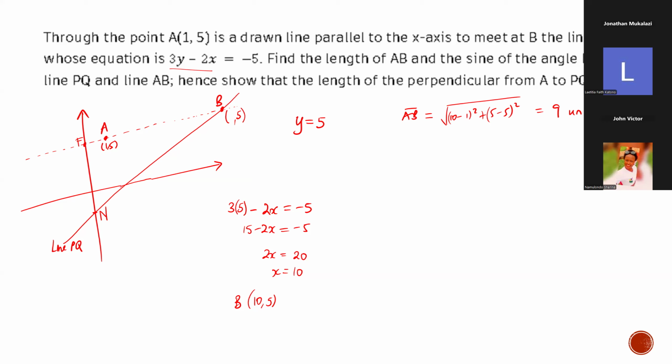Now we want to find the sine of the angle between the line PQ and the line AB. So okay, there are two angles, and there are a number of ways you could do this. If you have a little knowledge of vectors, you might decide to employ it here, because you know that to get the angle between two lines, you can use the dot product. But we're not going to do that. We're just going to simply use the lengths.